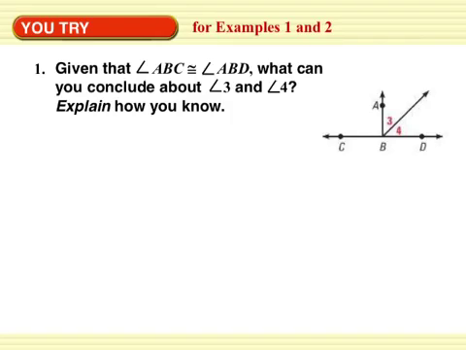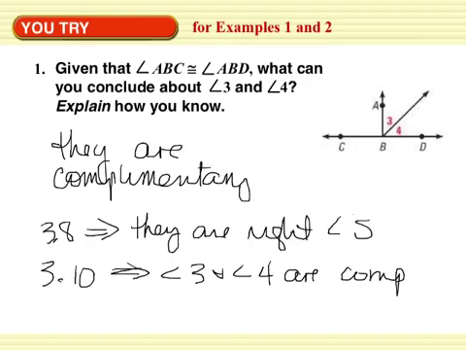Right, you try. Given that angle ABC is congruent to angle ABD, what can you conclude about angles 3 and 4? Explain how you know. Okay. Push pause, please. So we know that those angles are complementary. Theorem 3.8 says if two lines intersect to form a linear pair of congruent angles, and this says that they are congruent, then the lines are perpendicular. And then Theorem 3.10 says if two sides of two adjacent angles are perpendicular, then the angles are complementary. Okay, this side and this side are perpendicular, so those are complementary.